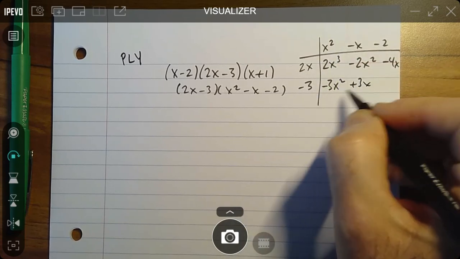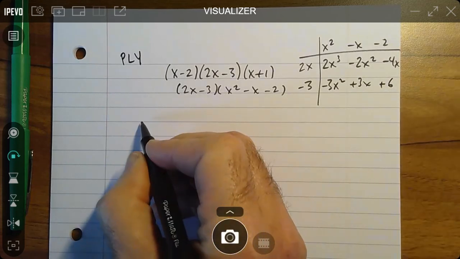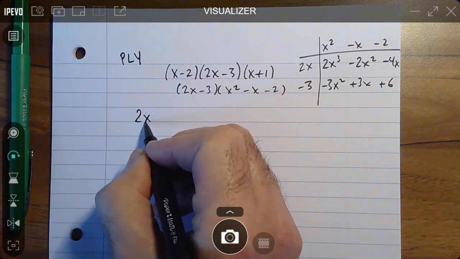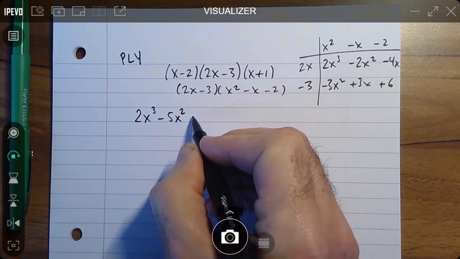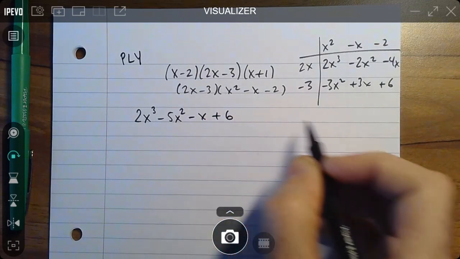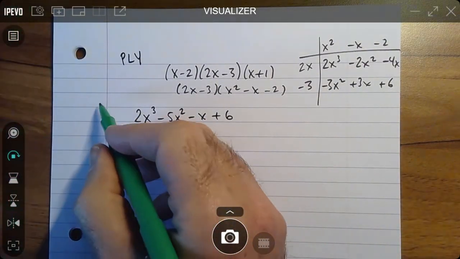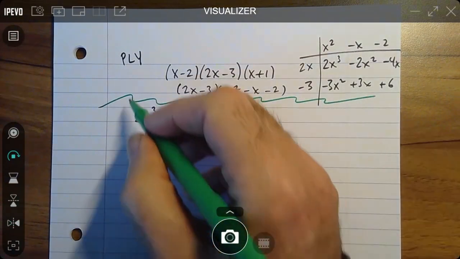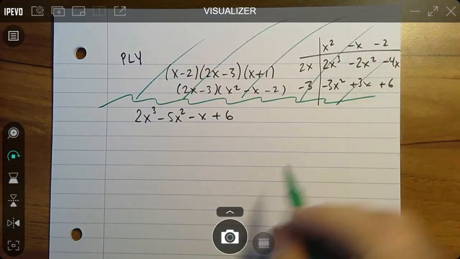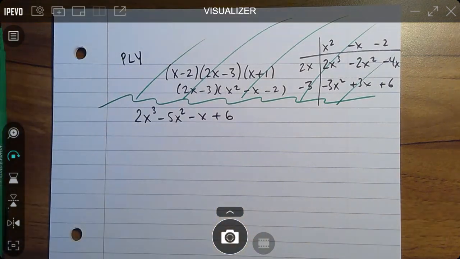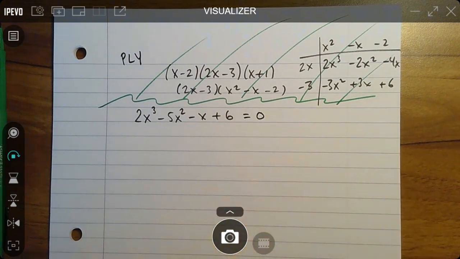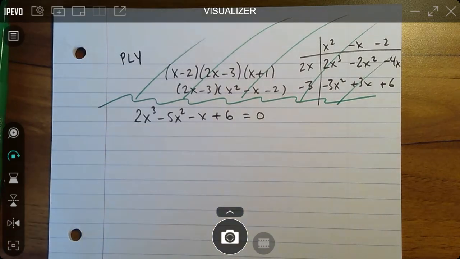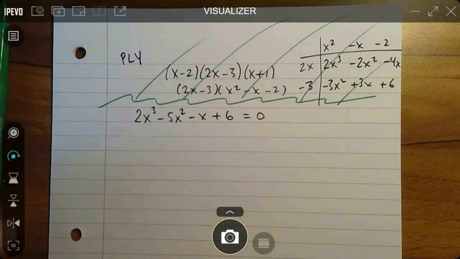This is plus 3x, and that's plus 6. So apparently my cubic here is 2x cubed minus 5x squared, take away x, plus 6. And then we will hide this behind the curtain. You didn't see that. And so in our algebra class, this is something we need to solve. It's got 4 terms, and it fails factor by grouping, and we're sad about that.